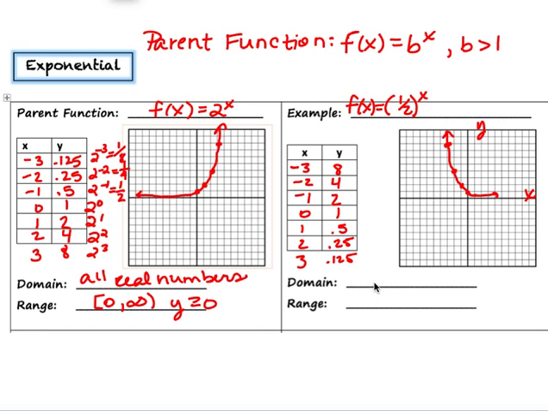The domain is still going to be all real numbers. And the range, it's still going to get closer and closer and closer to 0, but it's never going to cross over this line. So the range is still going to be from 0 to infinity, or y is greater than 0.